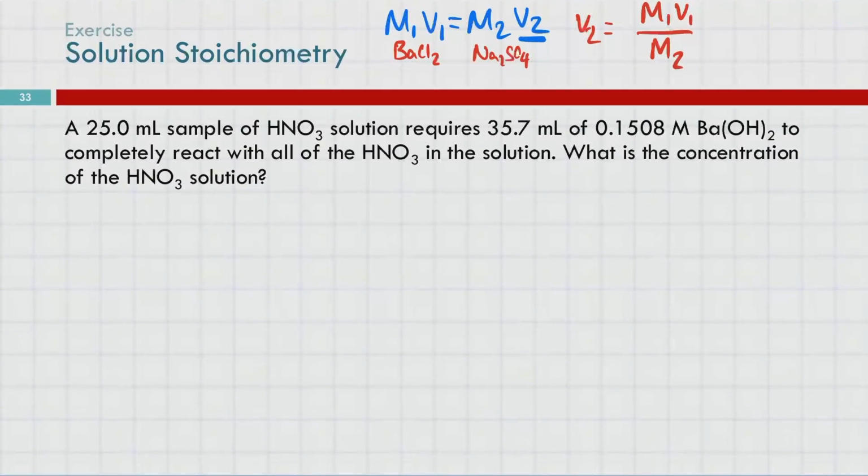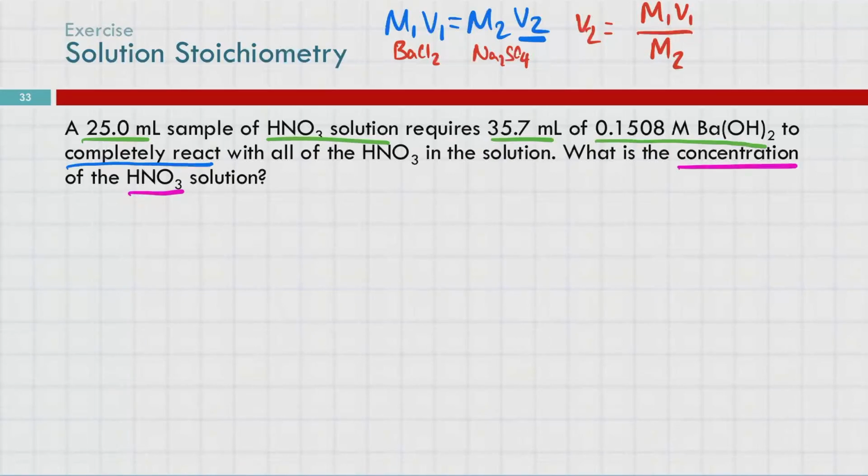All right, another example. This was intended to be an exercise, but we'll do it together. We have a 25 milliliter sample of HNO3, that's nitric acid, and that requires 35.7 milliliters of this concentration of Ba(OH)2, barium hydroxide, to, keywords, completely react with all of the HNO3 in the solution. We want to know what the concentration is for that HNO3 solution.